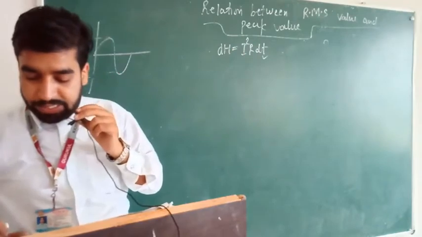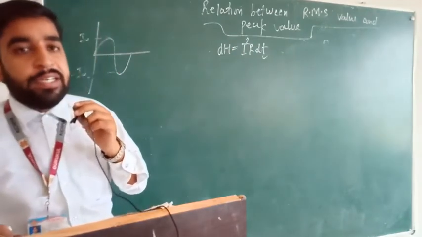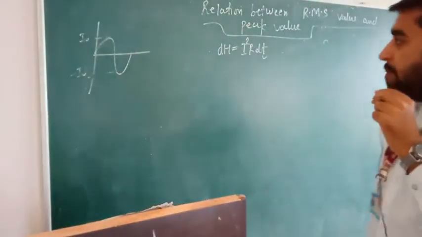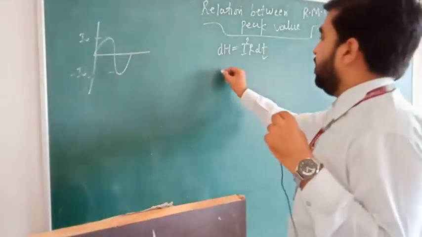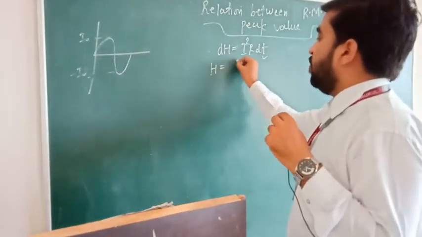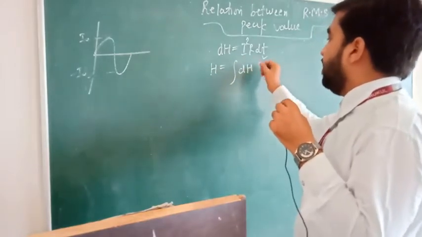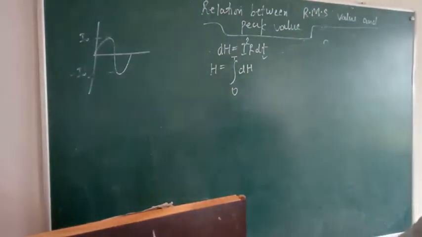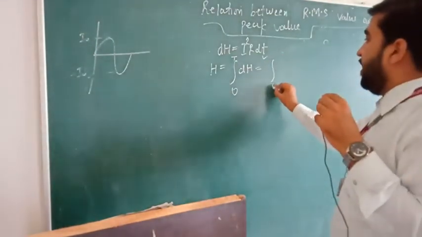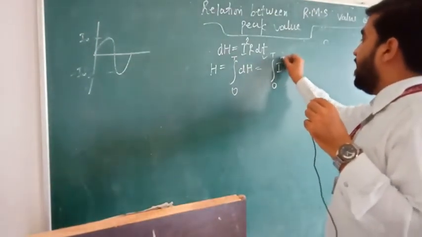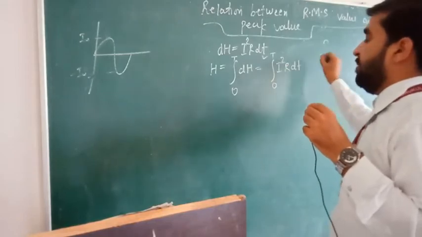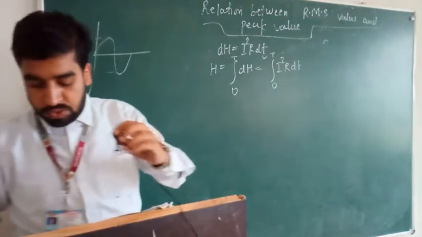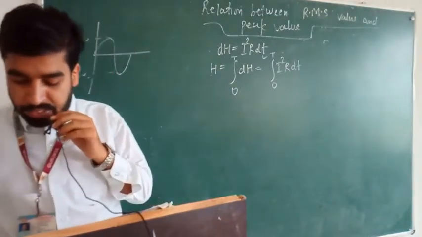Now students, suppose we have to calculate the total value of heat. So what should we do? Suppose we are calculating for a complete cycle. Then H will be equal to the integration of dH, from 0 to T for a complete cycle. So this will be equal to the integration from 0 to T of I square R dt. Fine. Now this will be the value.